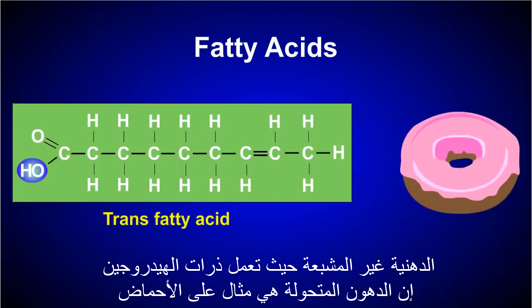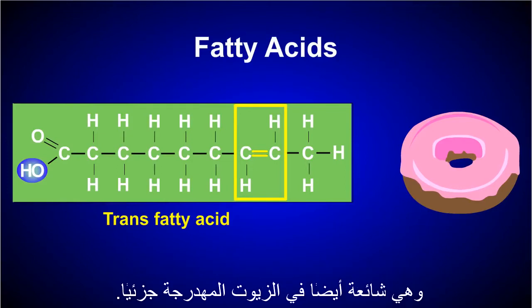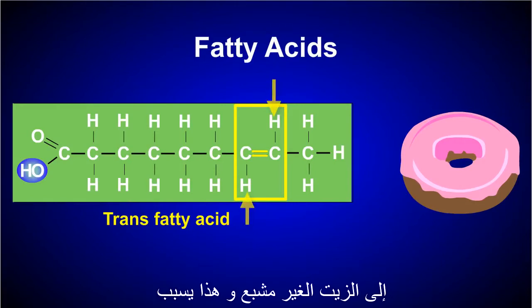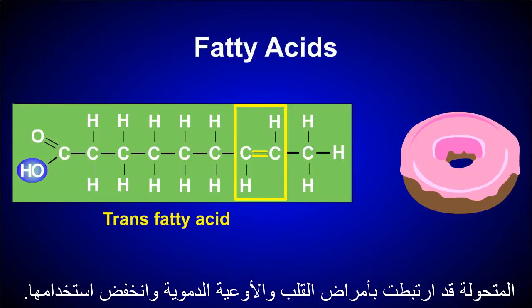A trans fat is an example of an unsaturated fatty acid where the hydrogen atoms are on opposite sides of the double bond. Trans fats are usually formed during the production of processed foods and are also common in partially hydrogenated oils. In order to increase shelf life and melting point of the fat, excess hydrogen atoms are introduced to an unsaturated oil. This causes the formation of trans fat bonds in the fatty acid chain. Unfortunately, the consumption of trans fats has been associated with cardiovascular disease, and its use has fallen from favor.